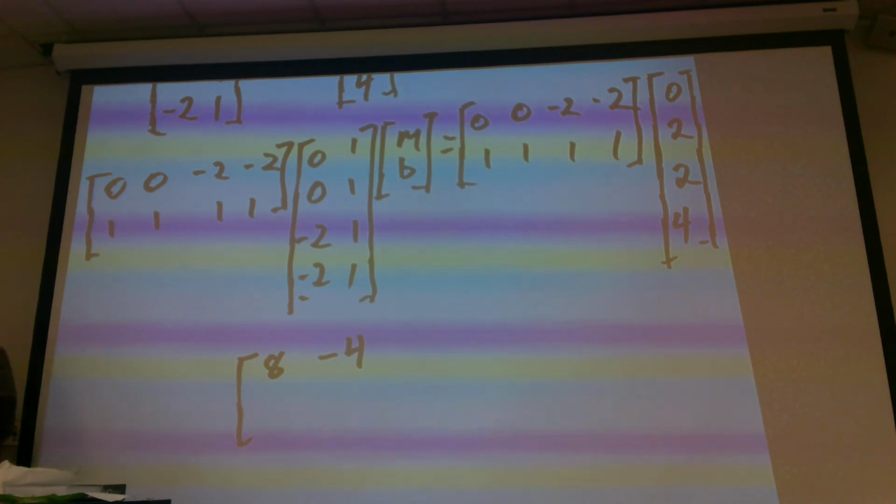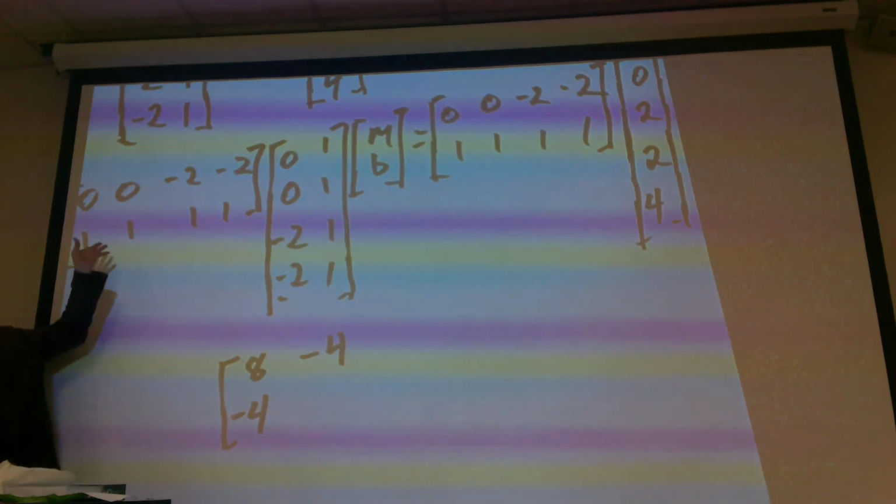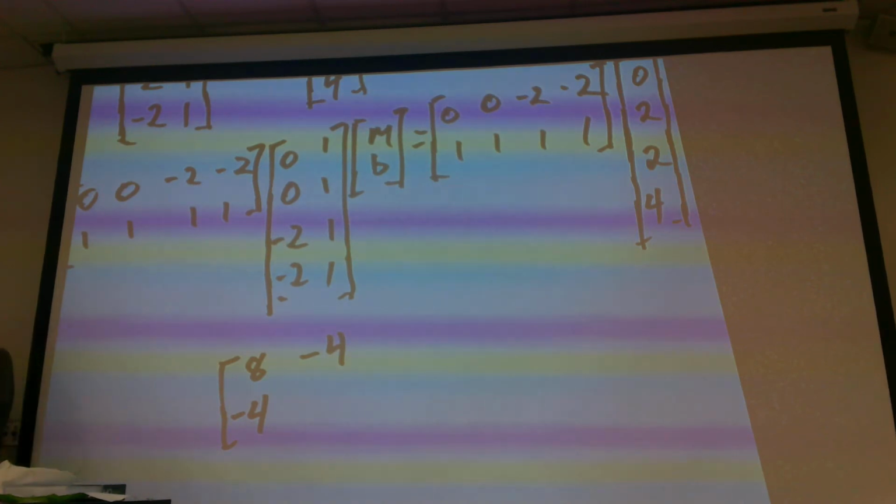Okay. 1, 1, 1, 1 acting upon that guy is also going to be a negative 4. And then 1, 1, 1, 1 acting upon 1, 1, 1, 1 would be, well, 1 four times, which is 4.